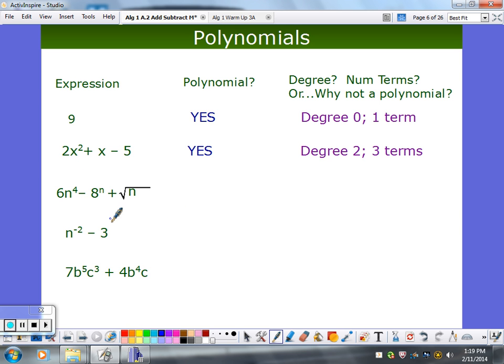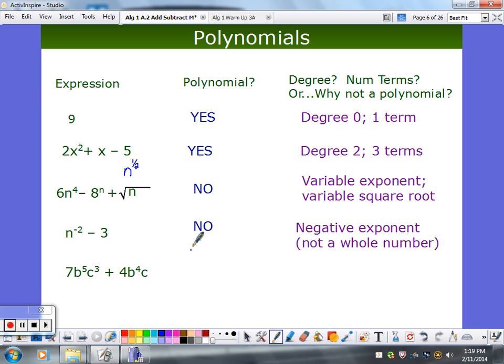How about this one? No. Why not? You have a variable exponent. I can't raise to a variable exponent. What about the square root? Can't have that. A square root, believe it or not, is a fractional exponent. n to the half is really the square root of n. This is not a whole number. So you can't have a variable exponent, and you can't have a variable square root. How about this one? No, what's wrong with it? Negative exponent, that's not a whole number. Can't have a negative exponent. How about this one? Yes. There's no reason not to. What's its degree? 8.